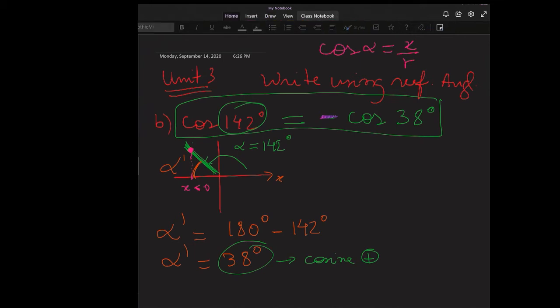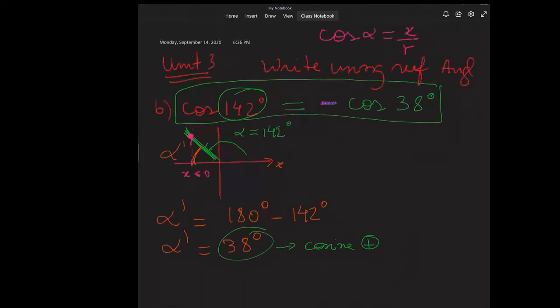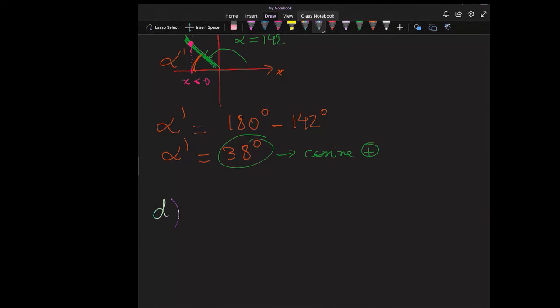So the next one, I want to do D, tangent of 609 degrees. So we want to write the tangent of 609 degrees using a reference angle. So it's going to be plus or minus tangent of an angle between 0 and 90 degrees. And again, first step is to know where is the terminal side of 609 degrees. I want the coterminal angle for this. Why? Because it goes beyond 360.